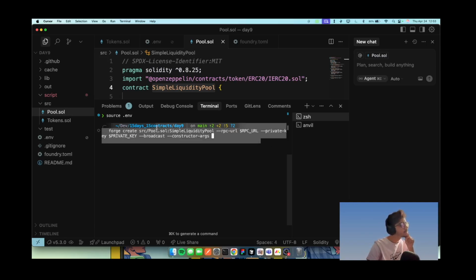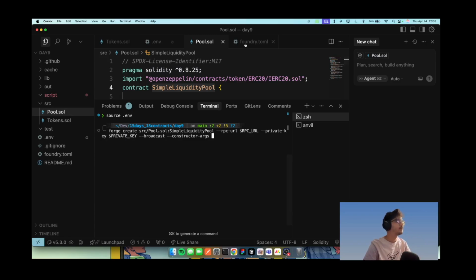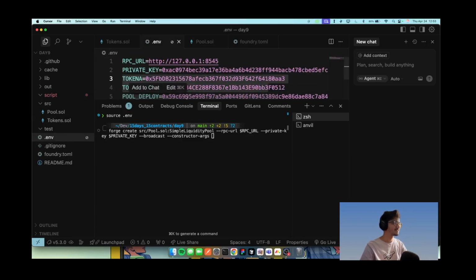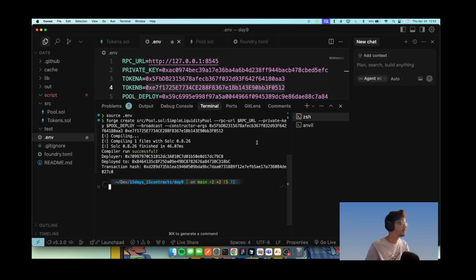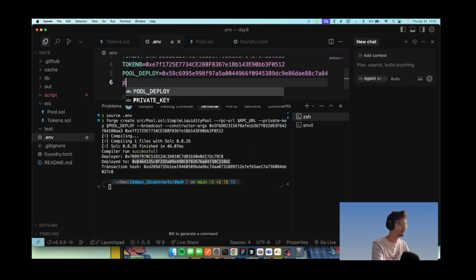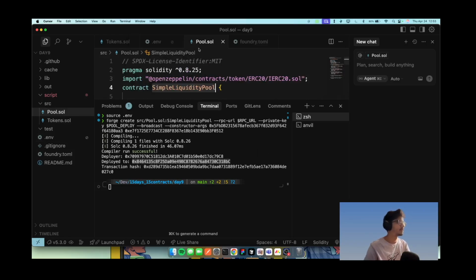Constructor args, and oh yeah, what we had to do in the constructor args, sorry, I just forgot. Yeah, so this is the token A and this is the token B. Okay, and the private key would not be private key, it will be pool_deploy, and the pool is deployed here. Okay, the pool is deployed here, so the pool address will be this. Okay, now the transaction hash is found.